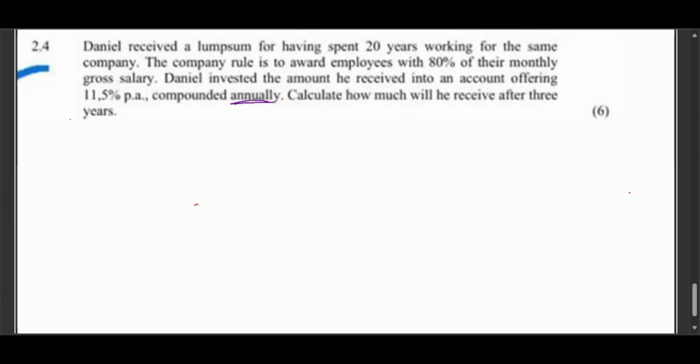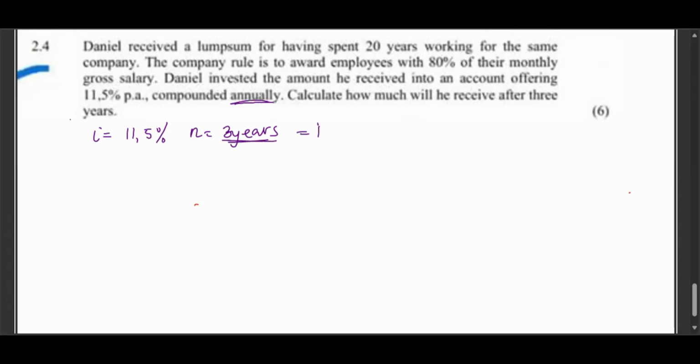Okay, so now we're going to do this. First and foremost, we need to highlight what we need. One, we've got our 11.5, this is the interest rate. For how long? They're telling us for 3 years. Now, in compound interest, we're going to do it step by step. So there are 3 steps that we're going to do.